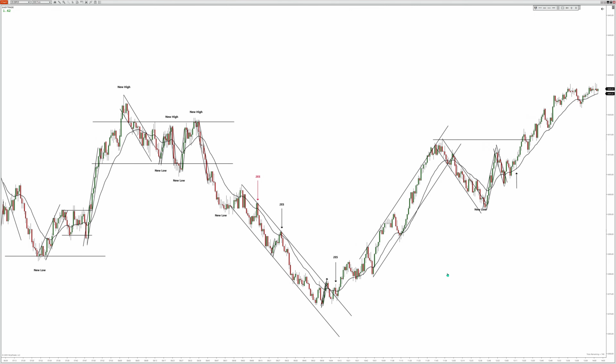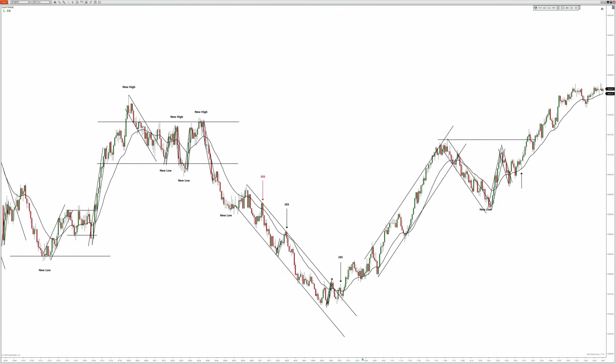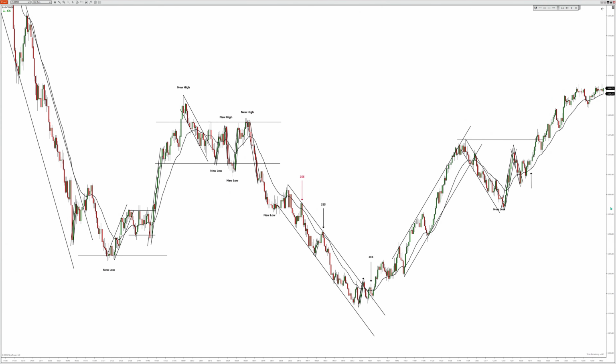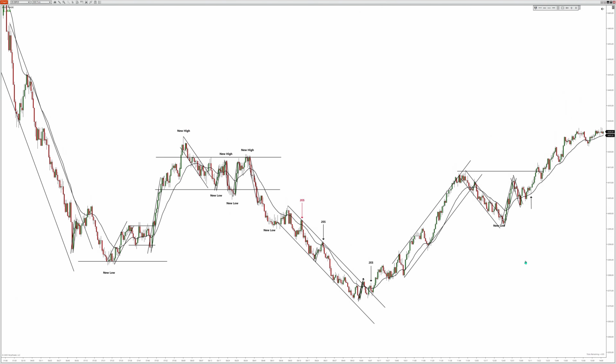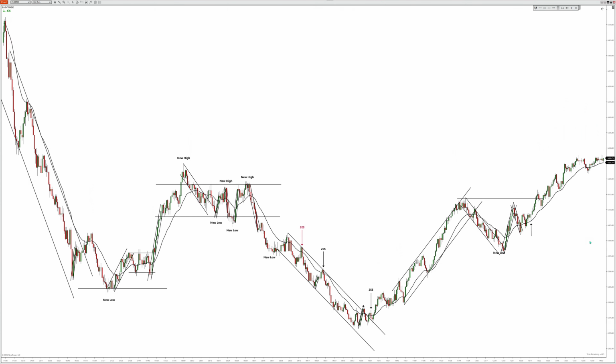Unfortunately, that's just how it goes sometimes in trading. You just got to be patient. Tomorrow's another day. You don't have to take a trade every single day. Tomorrow's another opportunity. So here's the market structure for the day.